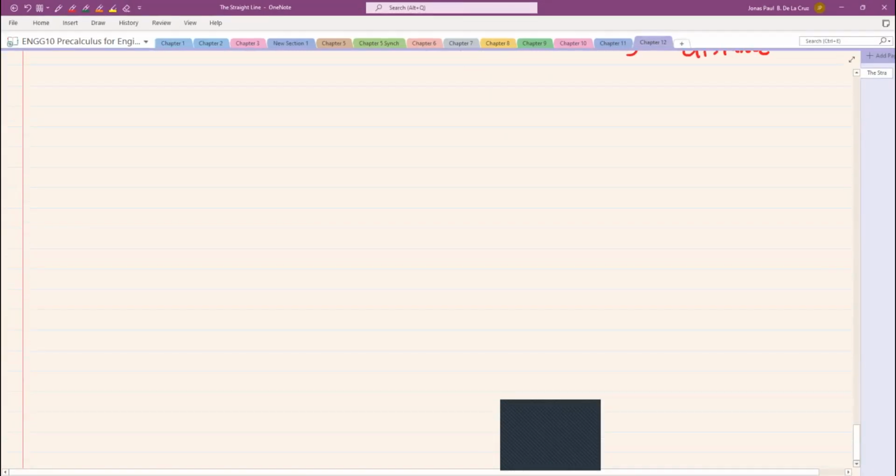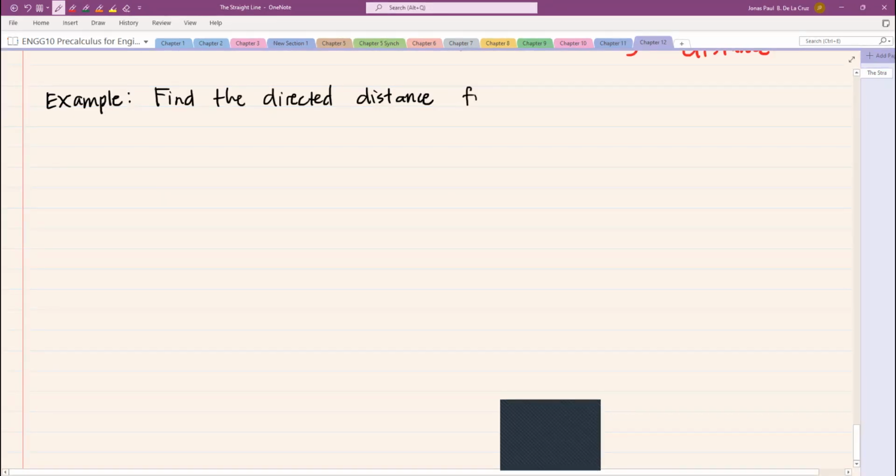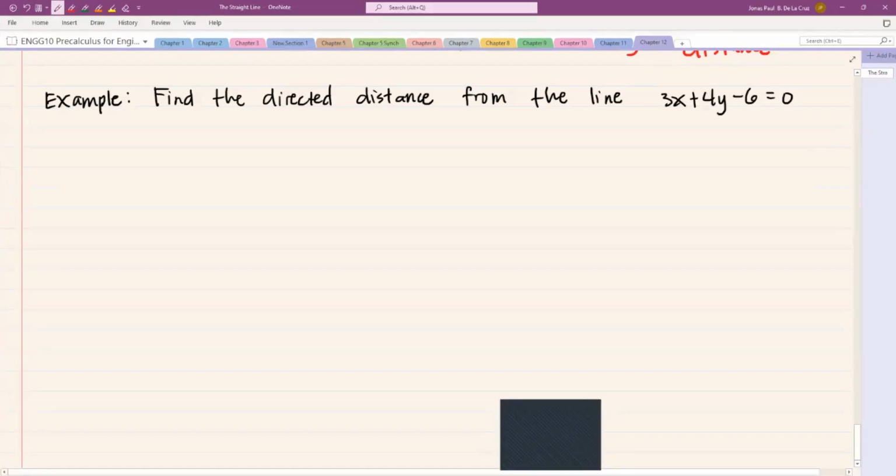Okay, let us solve an example. Find the directed distance from the line 3x plus 4y minus 6 is equal to 0 to the point (-3, 1).